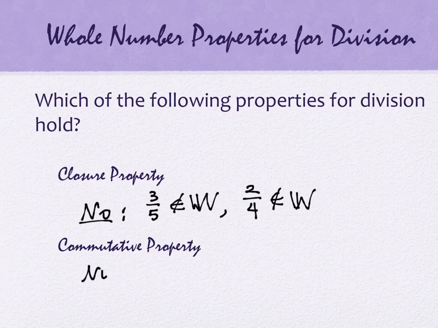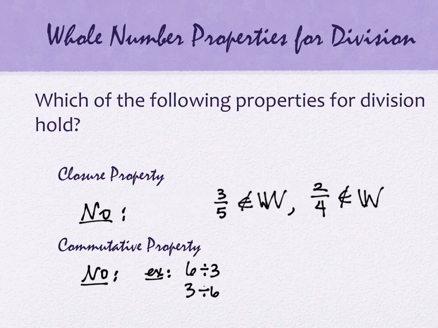Commutative property means that the order of the division needs to not matter. So in particular, this is an example, 6 divided by 3, or 3 divided by 6, do I get the same answer? No, I don't. In fact, one of them is a whole number, the first one, right? But 3 divided by 6 is actually 1/2. Not only is it not a whole number, but it does not equal 2. So commutative doesn't work. The order of division matters. Order of multiplication doesn't. Order of division does.